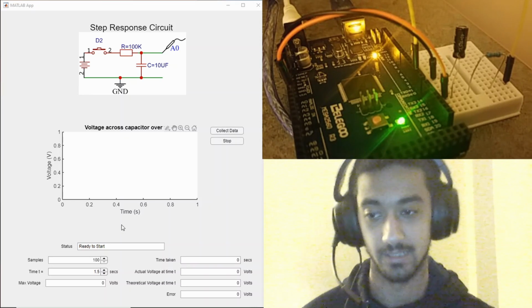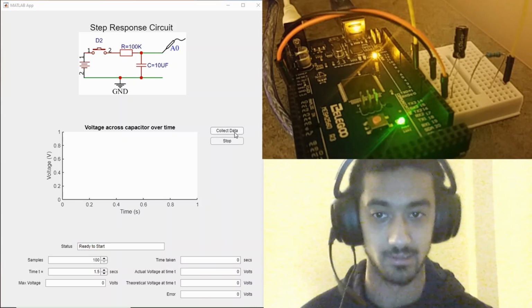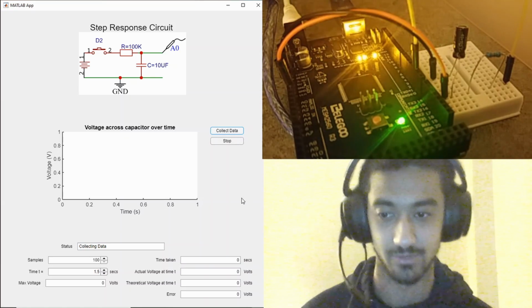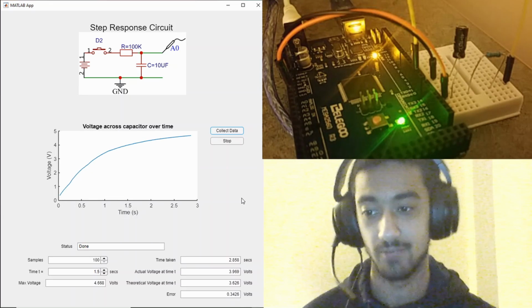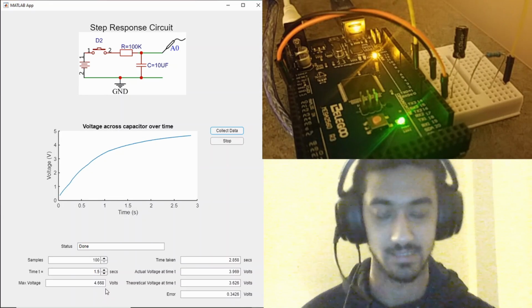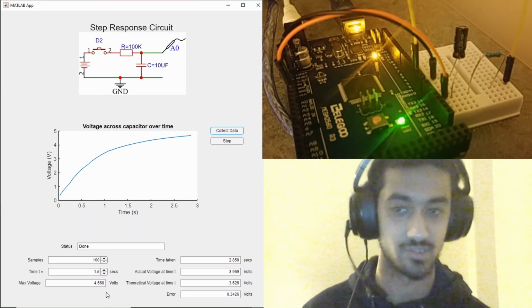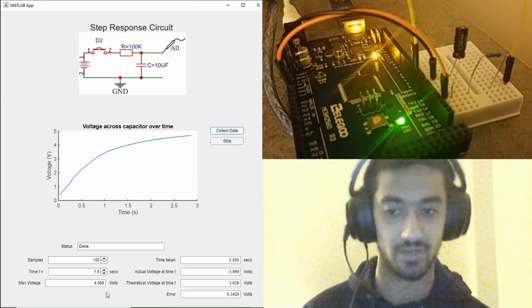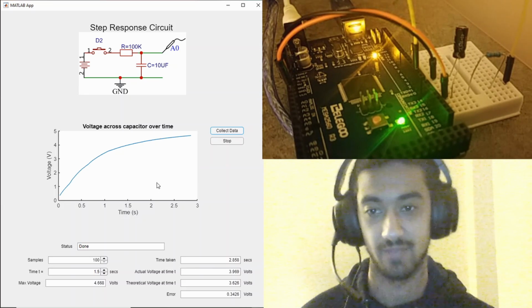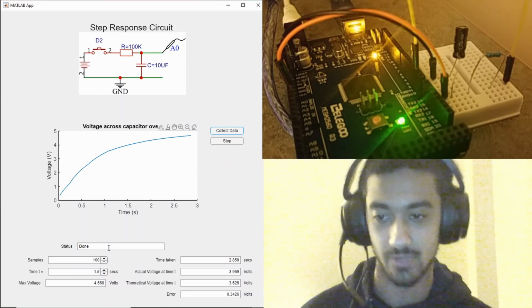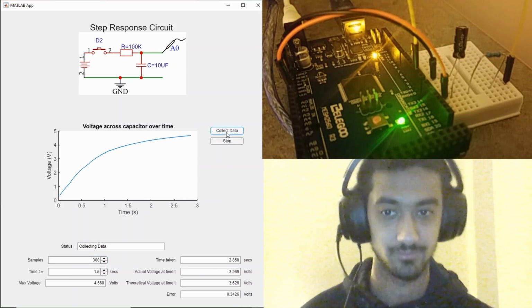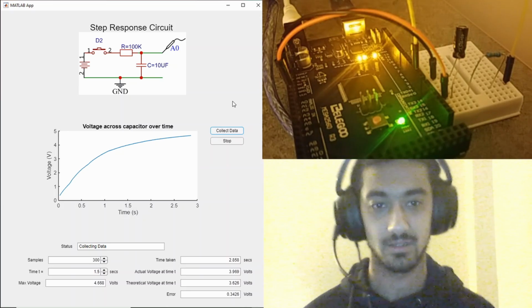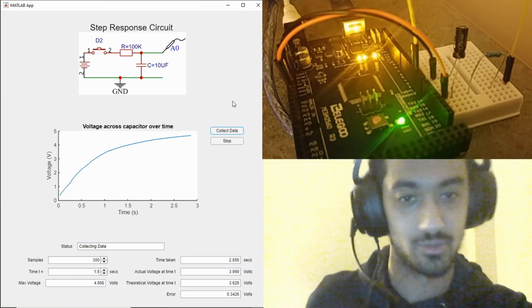And now I'm ready to start collecting 100 samples of data. So I'll hit collect data, and this takes about 3 seconds for 100 samples. And here I have my max voltage is 4.668 volts, which is not very close to my nominal max voltage of 5 volts. And also I've not flatlined on my graph either. So I'm going to increase the number of samples to 300 and collect data. And while that's happening, I'll show you my actual circuit and how it corresponds to my schematic.